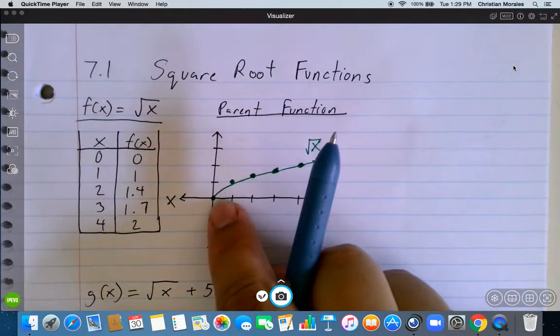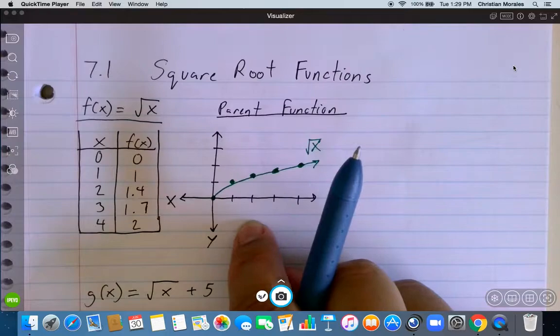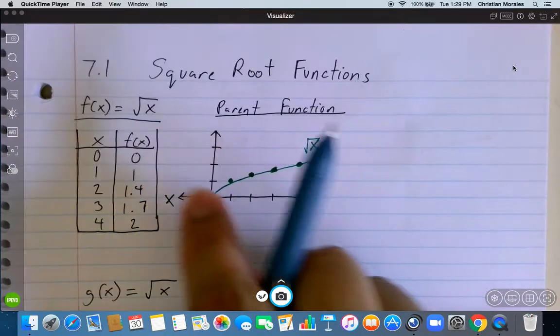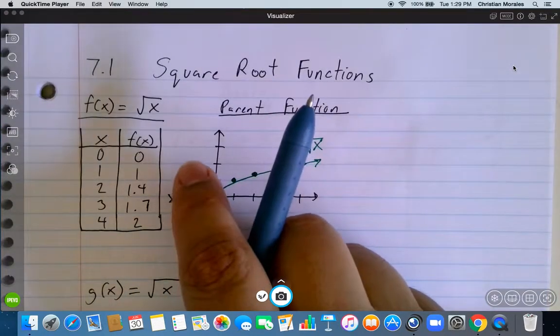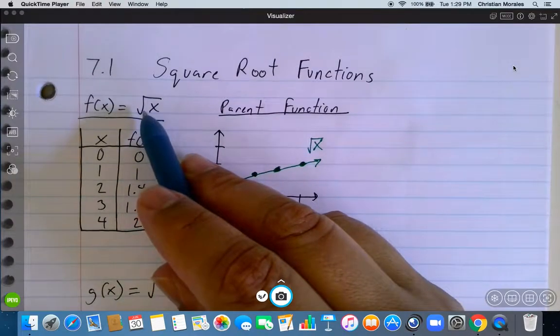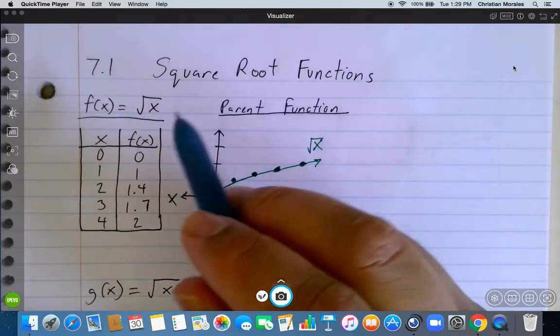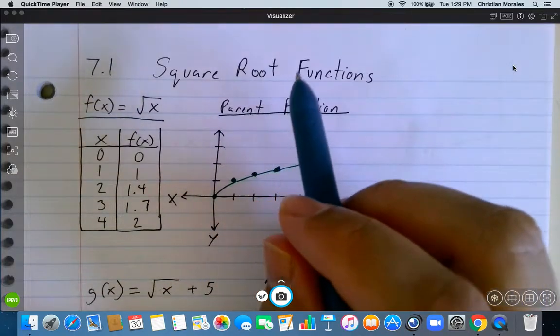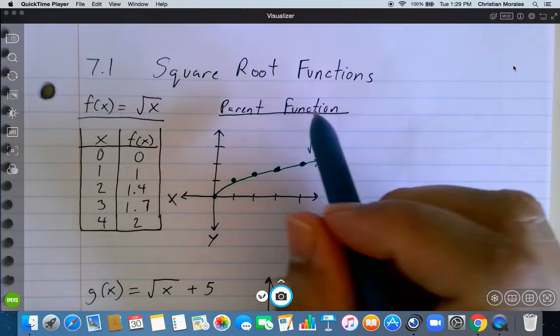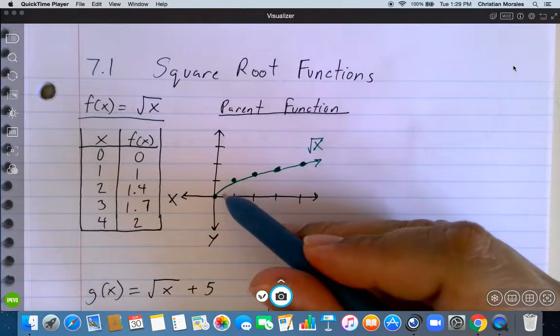But if you notice, it doesn't go anywhere in the negative direction. Like there's no points down here, and there's no points on the negative x, because if you remember, we are not supposed to take square roots of negatives. Now that doesn't mean you can't have a negative in the problem, but the last thing you do shouldn't be taking the square root of a negative. So the parent function doesn't have any negative numbers.